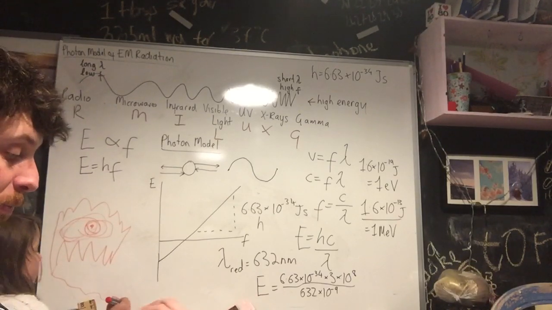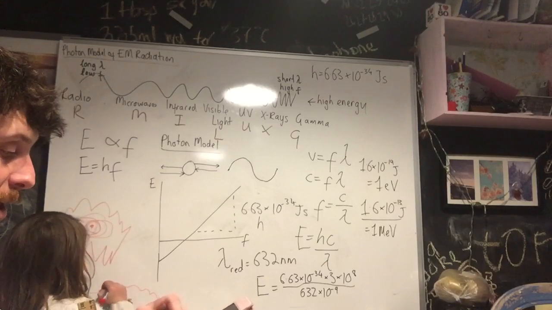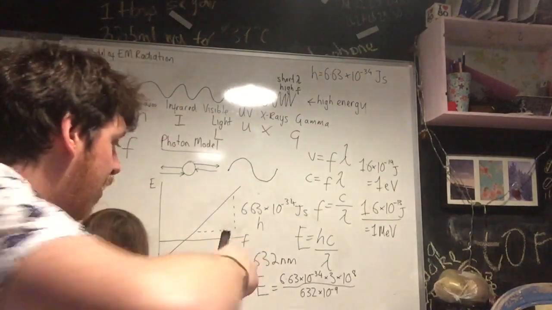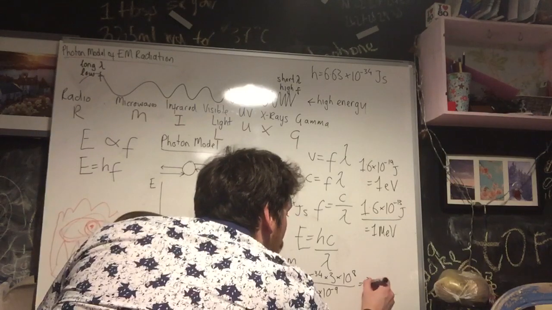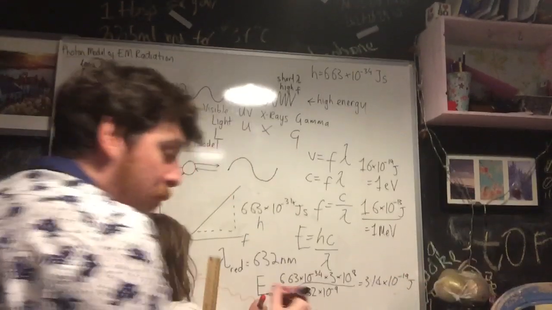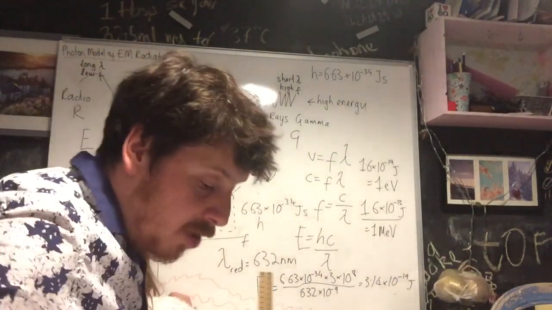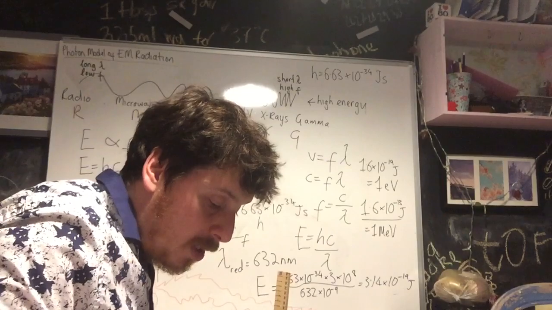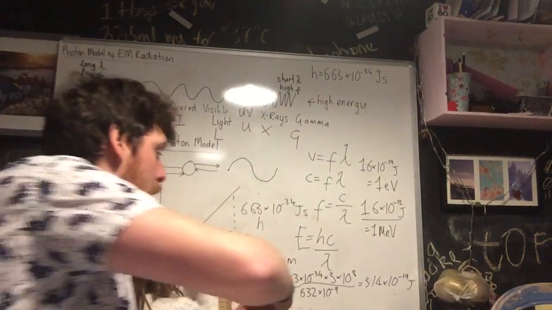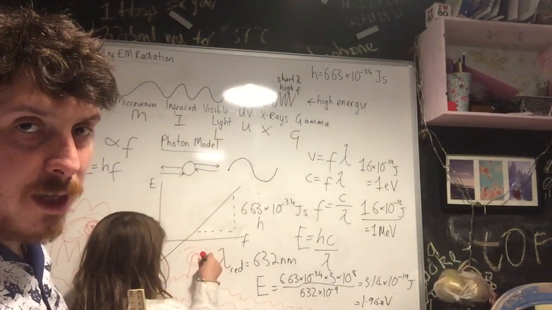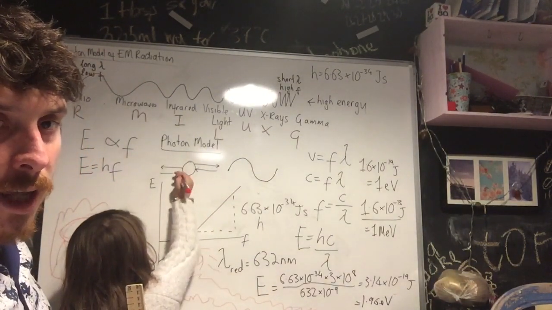So, I put that on the top. I put 632 times 10 to the minus 9 on the bottom. That's the spec gone west. Okay, and that gives us an answer of 3.14 times 10 to the minus 19 joules. If we're asked to convert that into electron volts, then we simply divide by 1.6 times 10 to the minus 19, and that gives us 1.96 electron volts. And that, ladies and gentlemen, with the assistance of a 5-year-old, is the photon model.